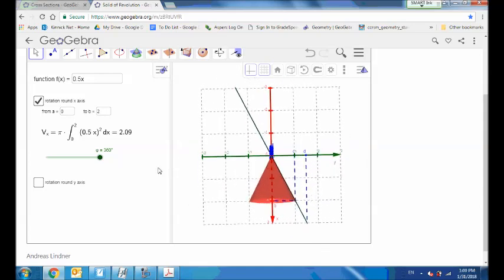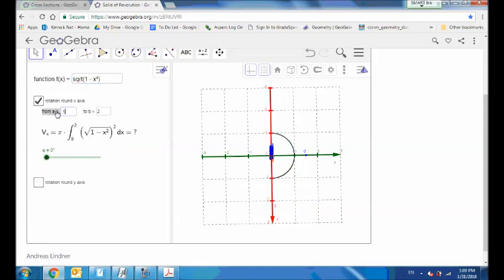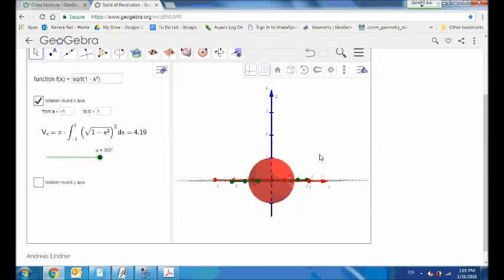Okay, the last one we'll look at will be this one. If I rotate this shape around the red axis, what shape do you think we'll get? Well, let's do it. If I rotate that around, we get a sphere.